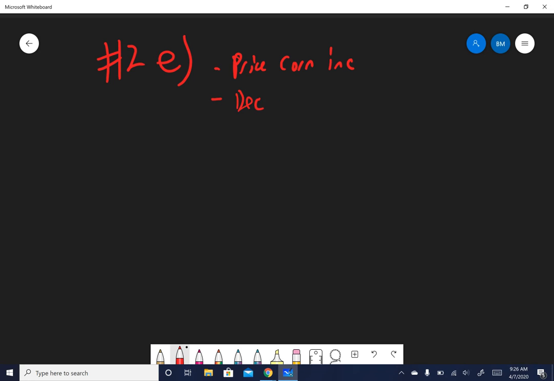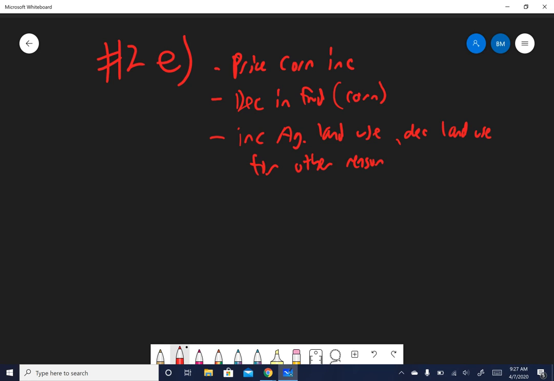Along with that there might be a decrease in food, specifically corn. If we're going to use corn exclusively or soybeans for energy, we're going to have less of it available for food. So that could be a problem. We're going to increase agricultural land use, which would decrease land use for other reasons. And what could that be? Well, it could just be aesthetic value, just leave the land undisturbed. It could be you want to build a town or recreation areas, parks, but you can't use that because you got to use it all up for corn and soybeans, for example.